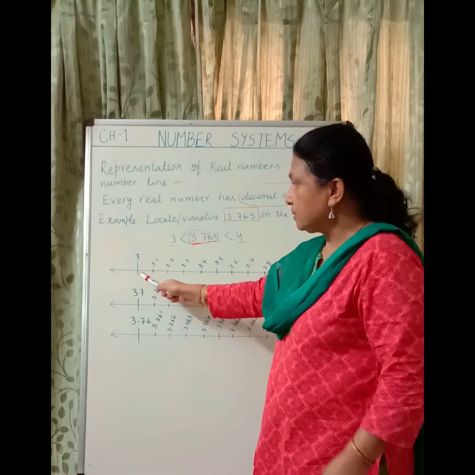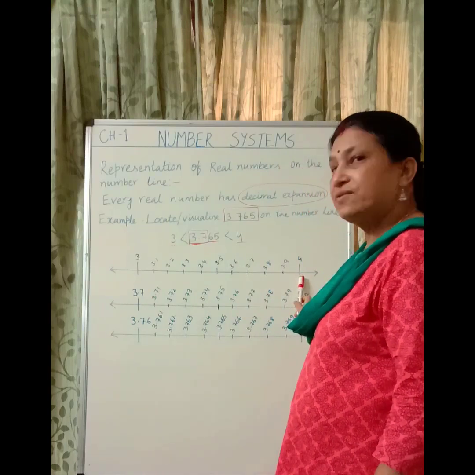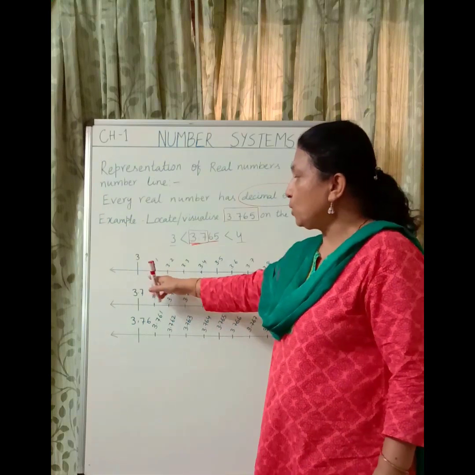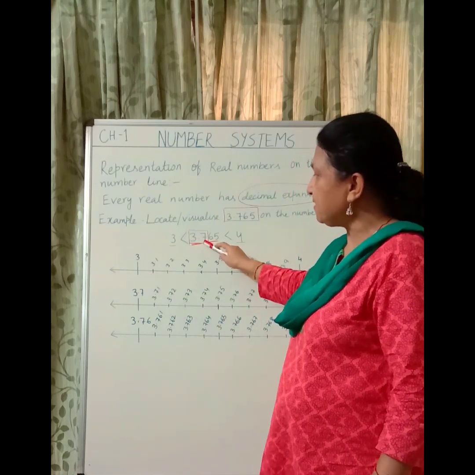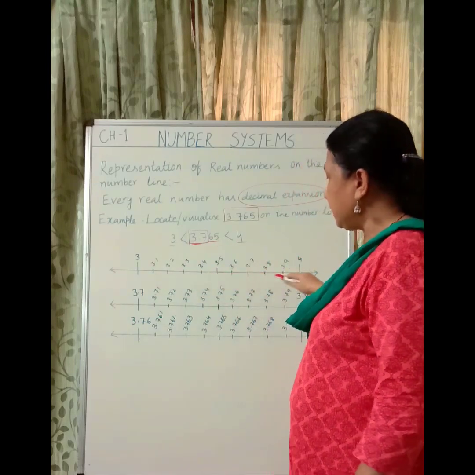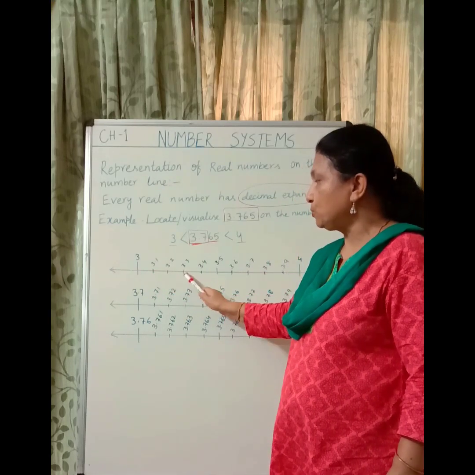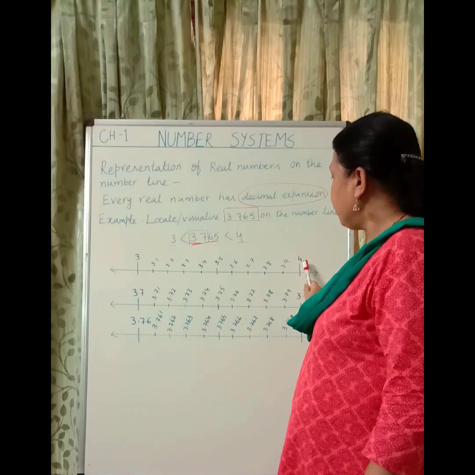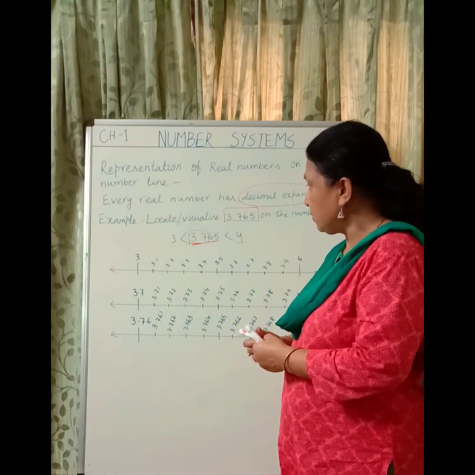Now this is the first number line starting with 3 and it ends with 4. We have divided this portion into how many equal parts? 10 equal units. You know 7 is in which place? Tenths place. So we have divided into 10 equal parts, and after 3 we have 3.1, 3.2, 3.3, 3.4, 3.5 and so on. Finally we are getting 4.